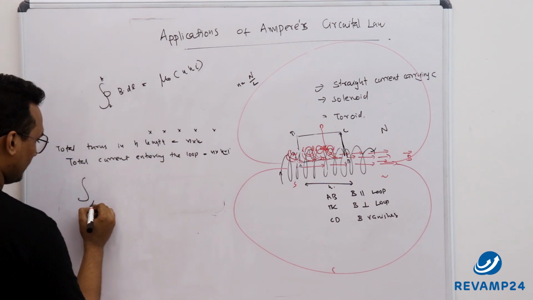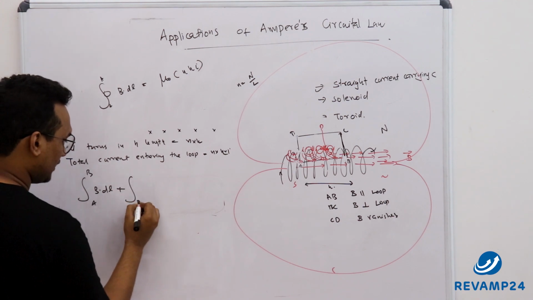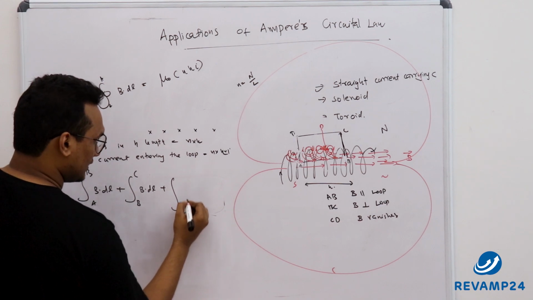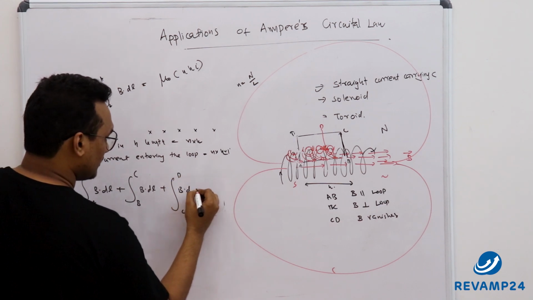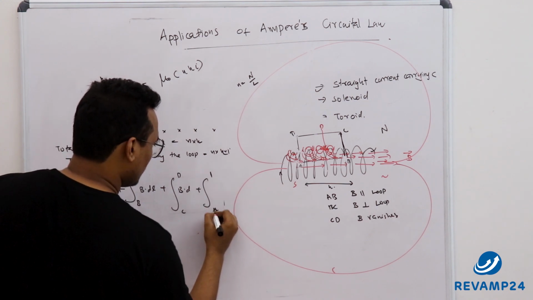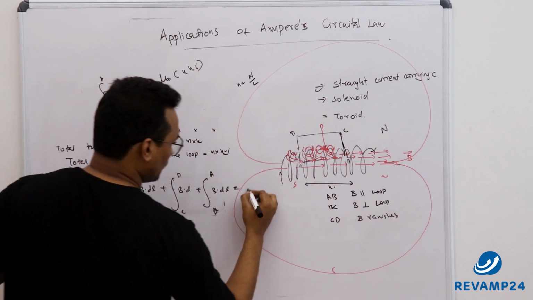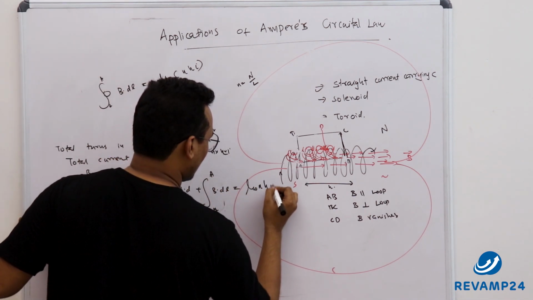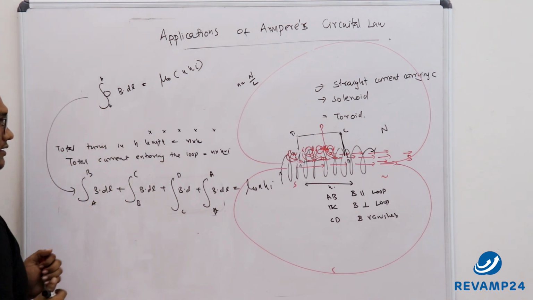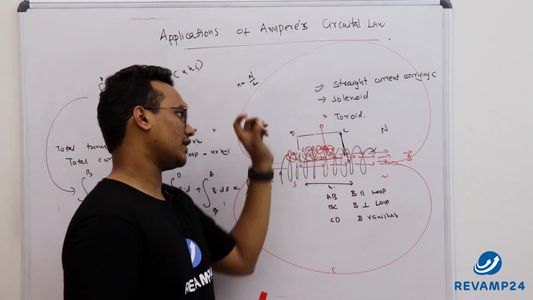So the integral from A to B of B dot dl, first case, then from B to C, B dot dl, then from C to D, B dot dl, then from D to A, B dot dl, is equal to this value, mu0 n h I. So after this step, you should write this step. Because we are doing the total enclosed path, we are going to split it into 4 paths and add them.